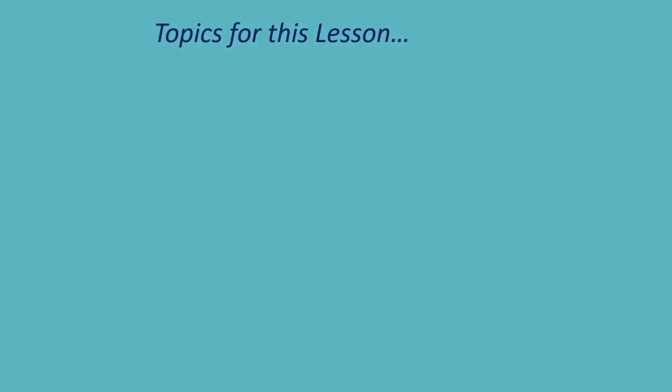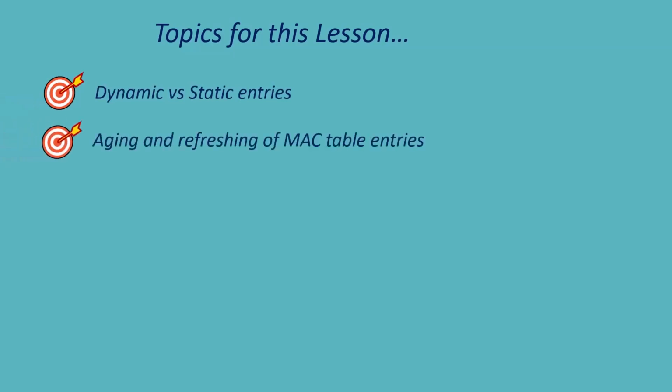In this lesson, we will cover dynamic versus static MAC address entries. We will go over the concept of aging and refreshing of MAC table entries. We will next go over what exactly is meant by black holing of traffic. And then finally, we'll look at the effect of rebooting of the switch or disconnecting a directly connected cable on the MAC address entries, looking at effects on both the dynamic and static entries.